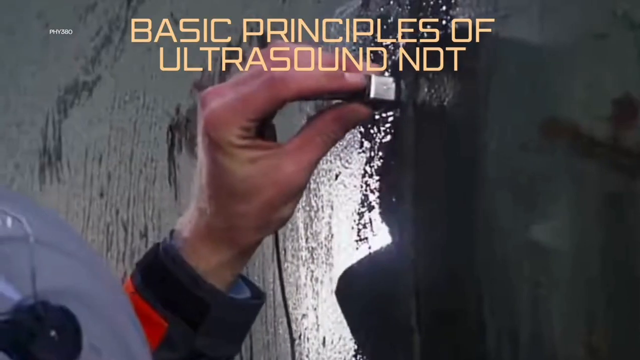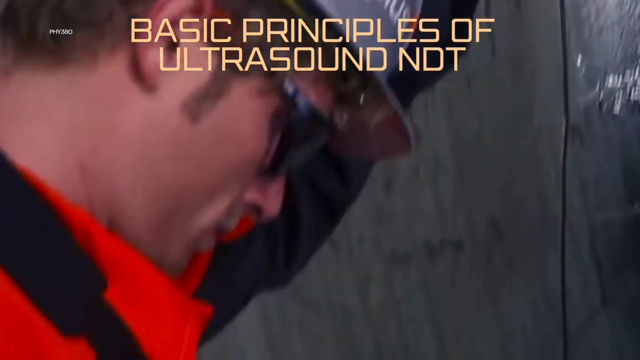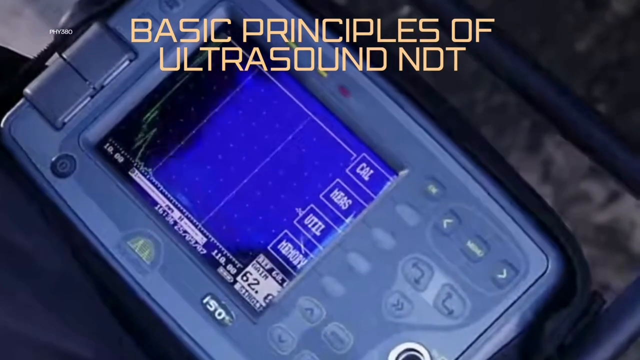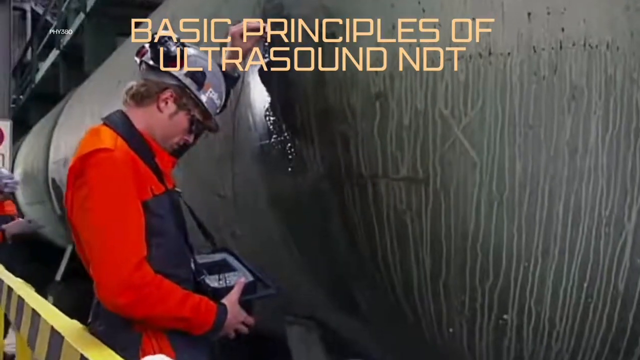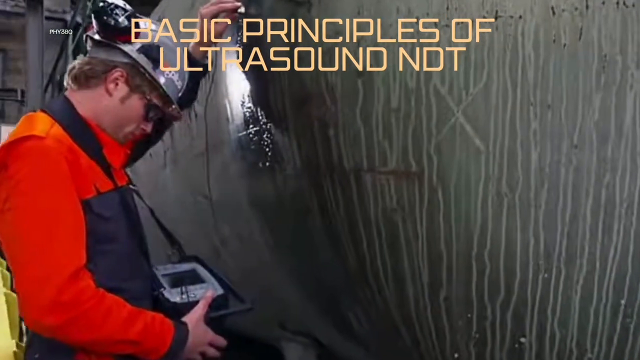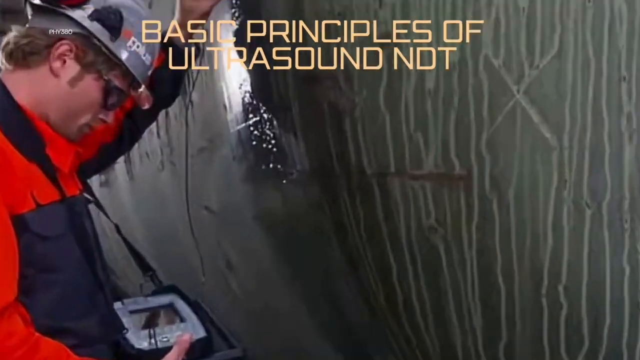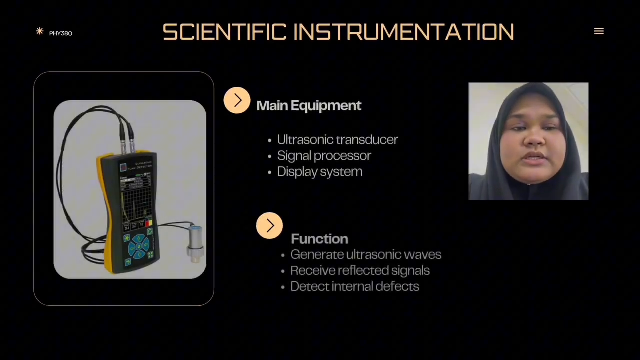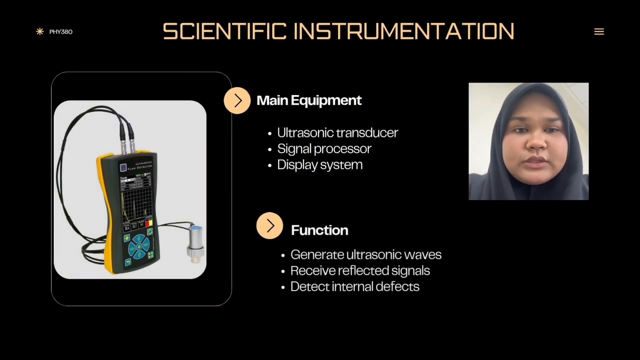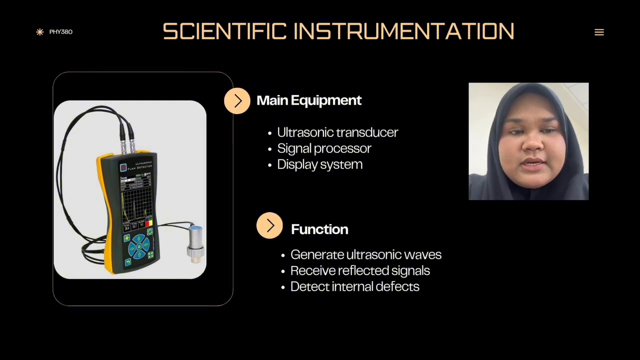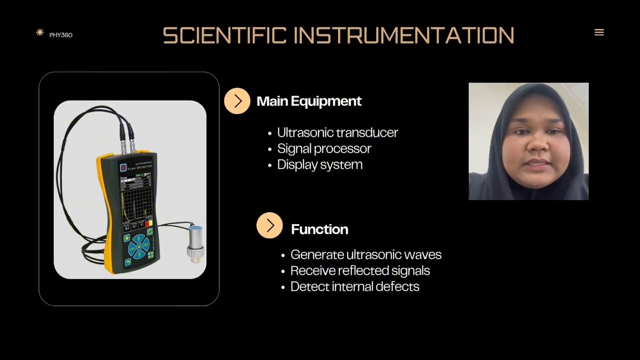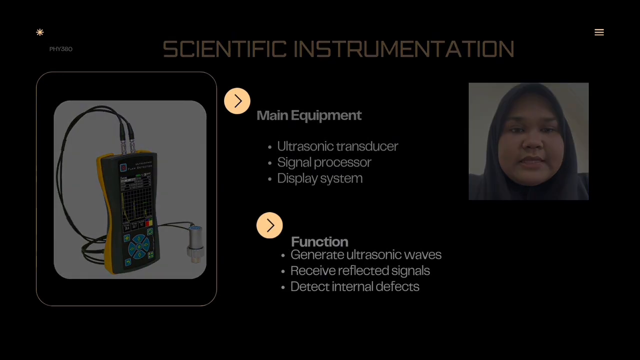The ultrasound equipment captures the reflected waves and converts this into a visual signal. This enables the examiner to see whether there are any discontinuities. If there is an indication, the exact location can be determined using calculations. In scientific instrumentation, an ultrasonic transducer plays an important role. It converts electrical energy into ultrasonic waves and receives reflected signals to detect internal flaws.